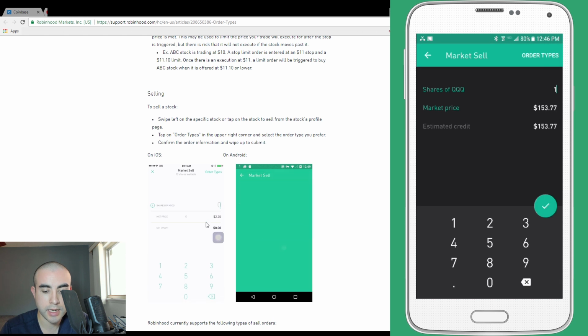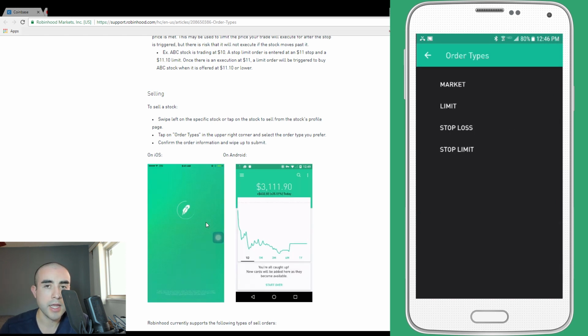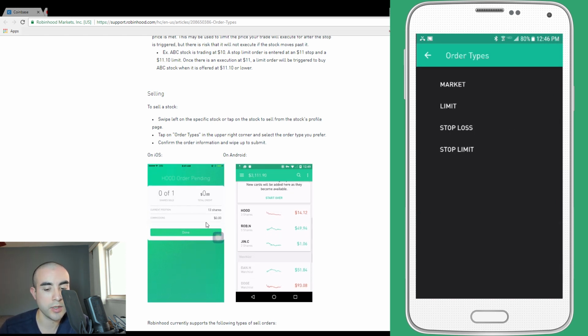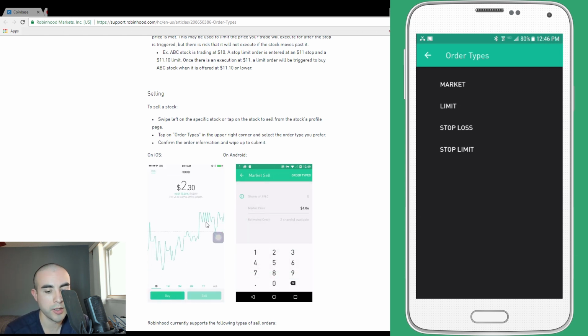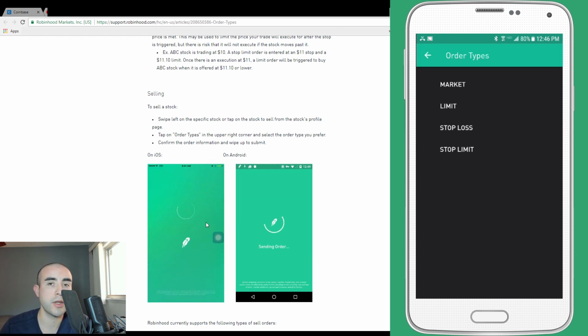But let's go back instead, and go to order types. And you'll see when it comes to selling on Robinhood, the order types have the exact same names as the buying order types: market, limit, stop loss, and stop limit. But they are a little bit different because you're selling now.